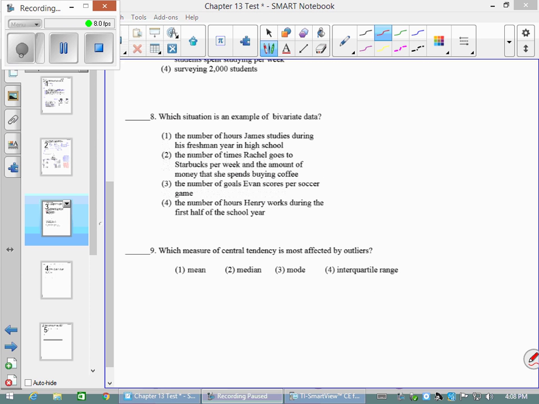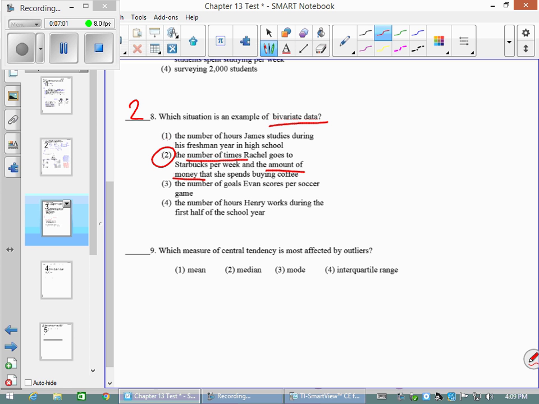So question number 8 is asking us which situation is an example of bivariate data. So bivariate data means that we have 2 different variables. So choice number 2 is our answer because we're talking about the number of times she goes to Starbucks a week and the amount of money. So that's 2 different things that we're talking about. So our answer would be choice 2.